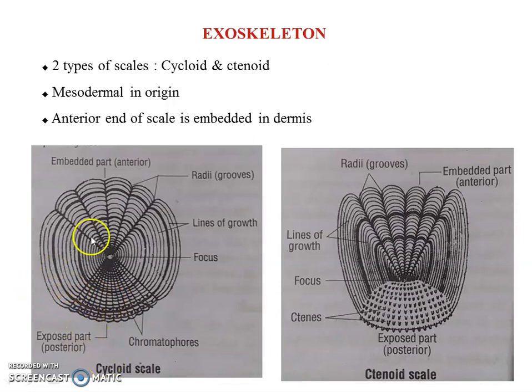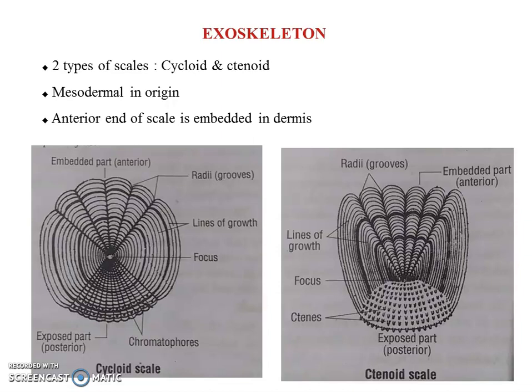Is it clear? Okay, so there is one scale. This part is embedded inside the skin, and there is another scale over here whose anterior part is below this particular scale. Okay, and this is the posterior part which is visible, exposed, while this is the anterior part which is embedded, in the case of the ctenoid scale. Fine. So the anterior end of each scale is embedded in the dermis of the skin, and the posterior end is free.